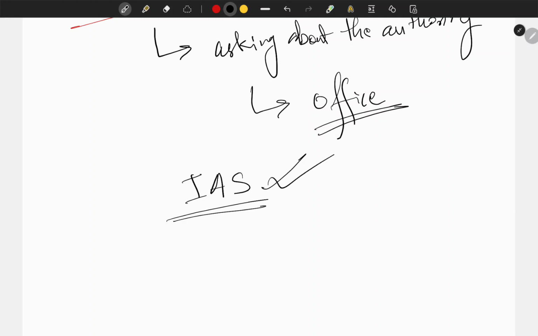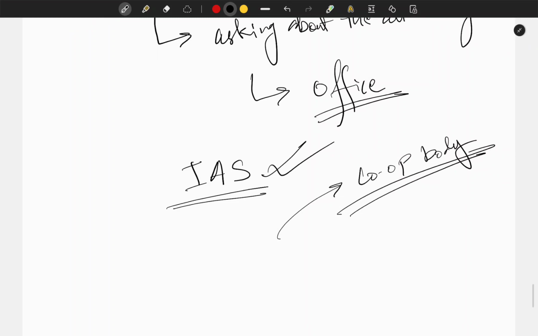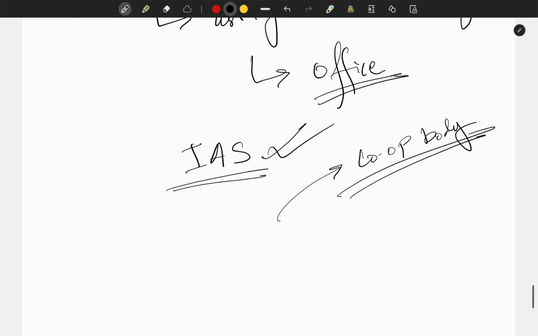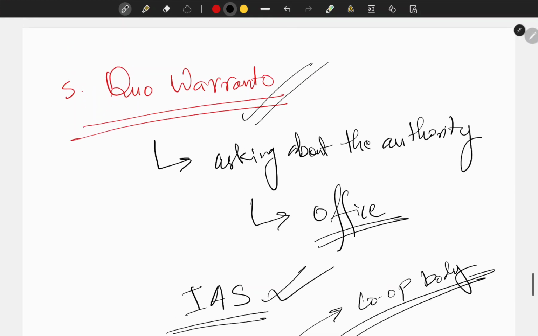All right. Say someone is the head of some cooperative body, and you know that they don't have the qualification to be there. There are certain provisions, certain eligibility criteria for every government office, right? They don't have that, but they are sitting in that position. So we have the right to challenge that. We can challenge the authority, the position of that certain individual under quo warranto.